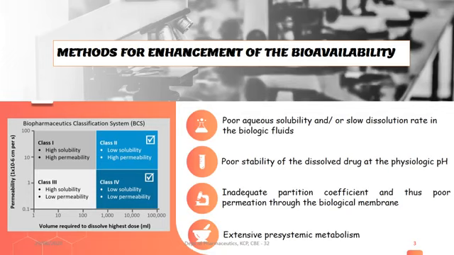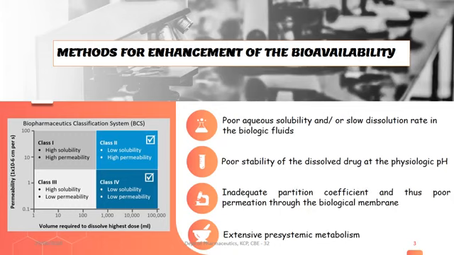First we have to know the classification of biopharmaceutics based on drug solubility and permeability. As we all know, there are four classes: class 1, class 2, class 3, class 4. They are categorized as high solubility and high permeability in class 1, low solubility and high permeability in class 2, high solubility and low permeability in class 3, and low solubility and low permeability in class 4. Most pharmaceutical drugs come under class 2, where they face a problem of low solubility.